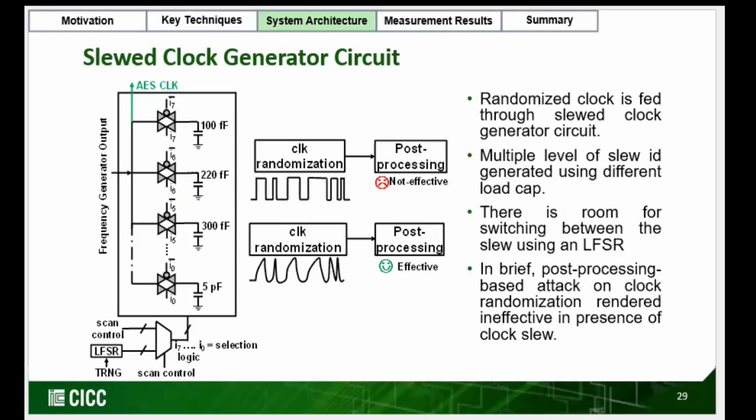In general, clock randomization becomes ineffective in presence of time alignment attack or in presence of frequency domain attack. However, when it's aided by clock slewing technique, it becomes far more effective. Post-processing doesn't work very well against it.